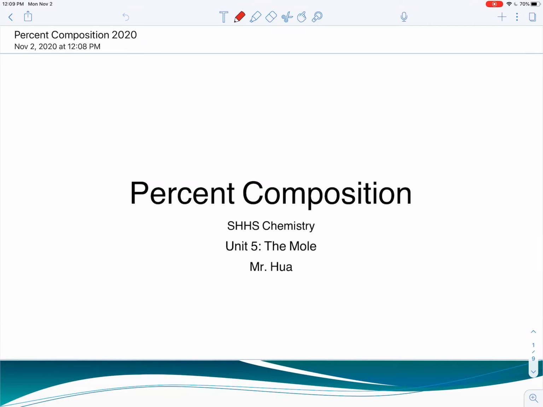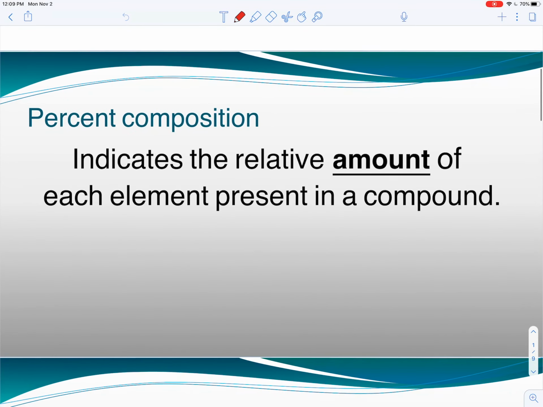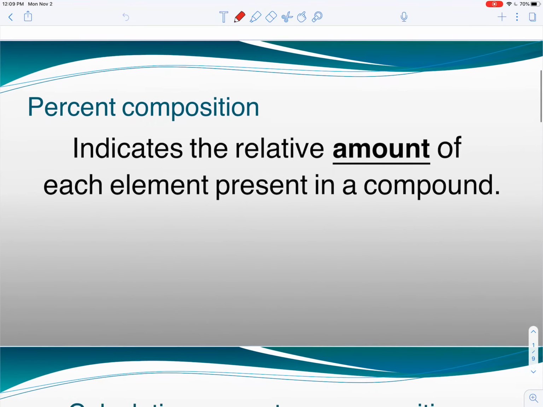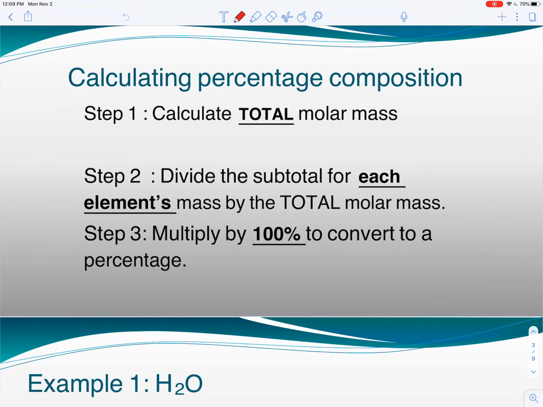Hi everyone, today I'm going to teach you how to do percent composition. Percent composition indicates the relative amount of each element present in a compound. You're going to need your periodic table and calculator for this lesson, so make sure you have those two things.